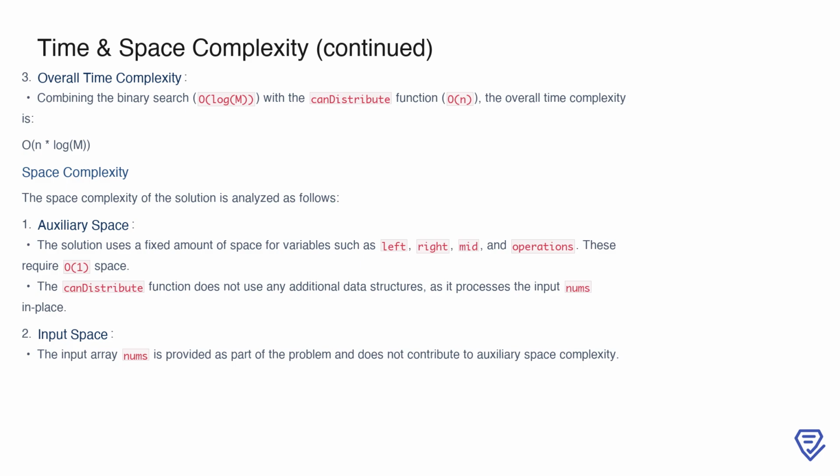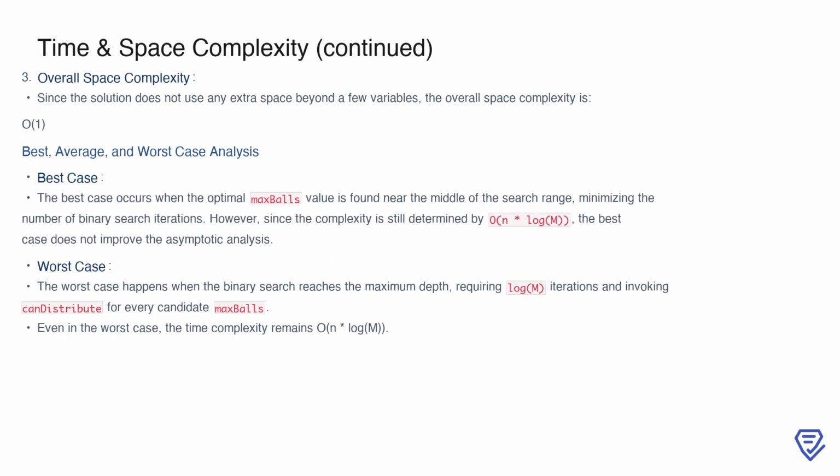Additionally, since the input array is part of the problem and no extra copies are made, it does not contribute to the auxiliary space complexity. Taking this analysis further, the overall space complexity of the solution is O(1), because no extra memory is used beyond the few fixed variables we discussed.